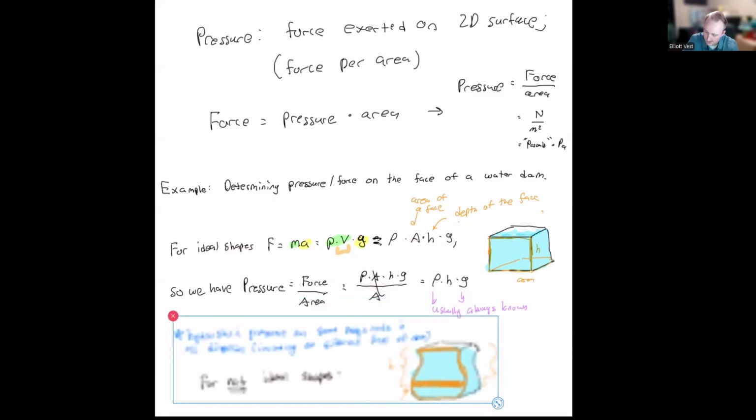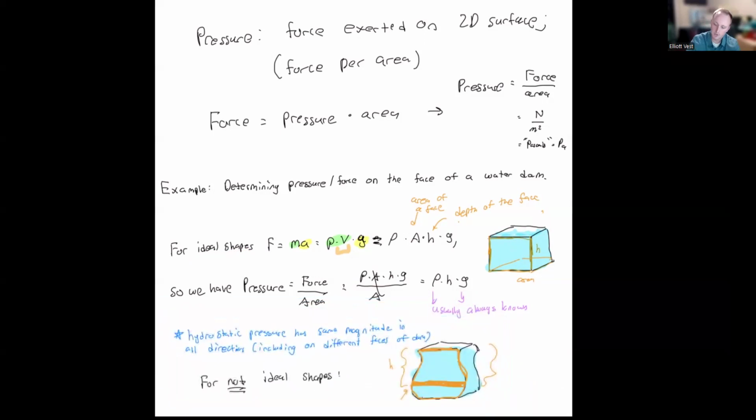So when we're talking about pressure, or specifically hydrostatic pressure, it has the same magnitude in all directions, including on different faces of the dam. In the situation we were talking about before, volume was found by looking at the area of the bottom times the height, and we found a certain pressure on this bottom face. But since hydrostatic pressure has the same magnitude in all directions, that means it applies on different faces of the dam as well.